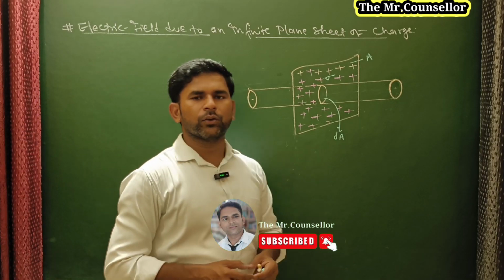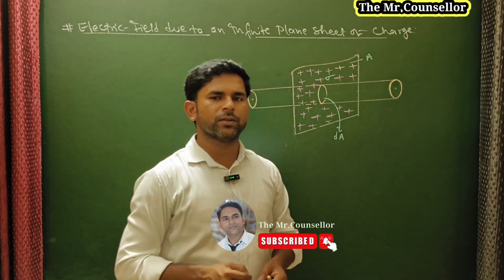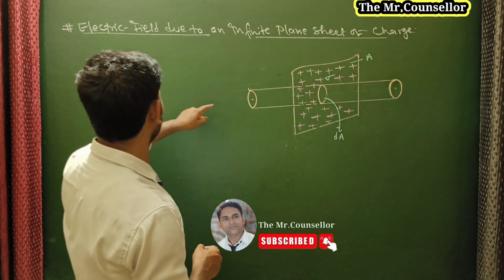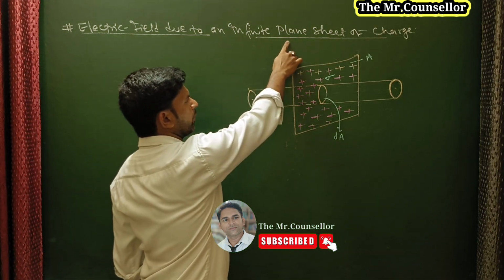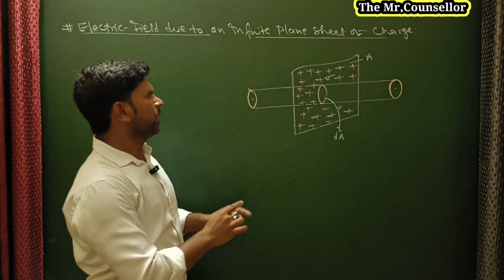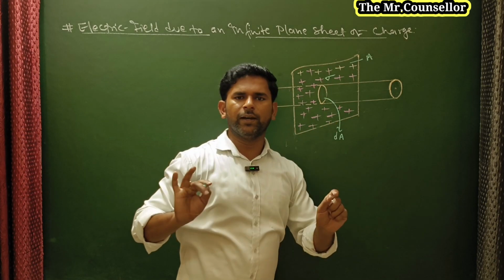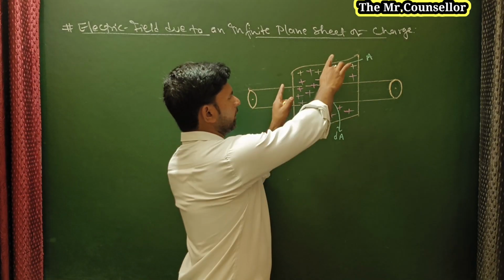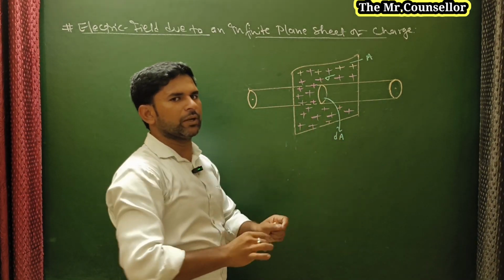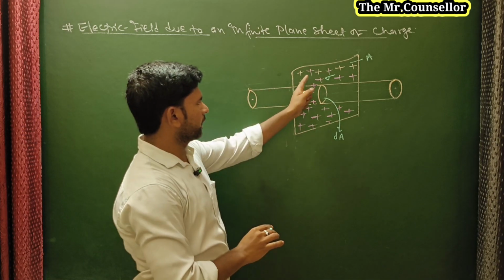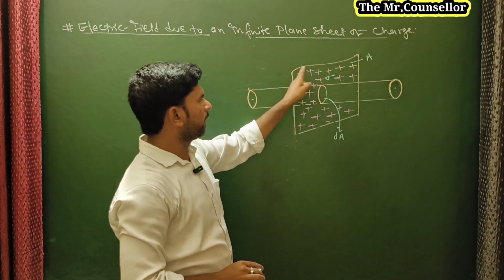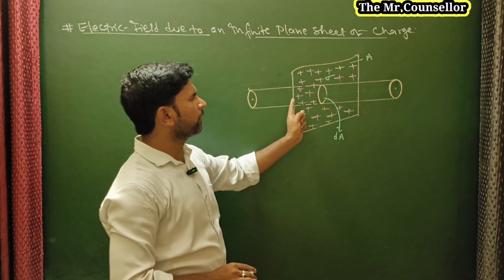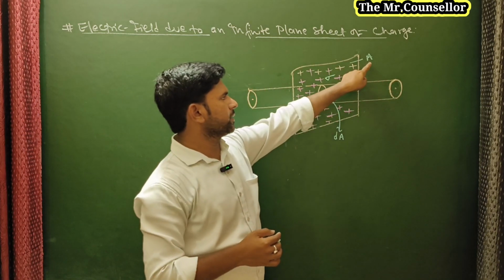In this lecture, we are going to discuss the second application of Gauss's law. You can see on the board the heading: electric field due to an infinite plane sheet of charge. It means we have one infinite plane sheet of charge, and this sheet is fully charged. There is a surface charge density sigma, and we can consider the area of this plane sheet as capital A.